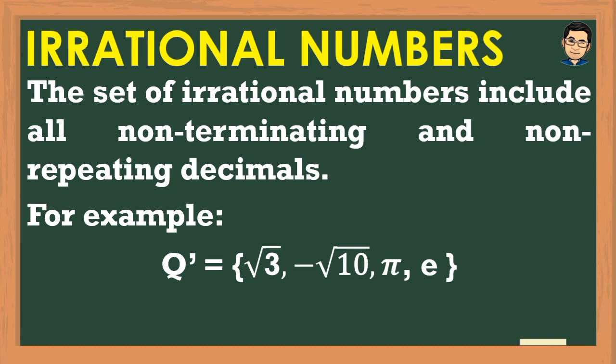And then E, the Euler number, which is a special number. It is also an irrational number, because it is approximately equal to 2.71 and it also has more digits that follow.